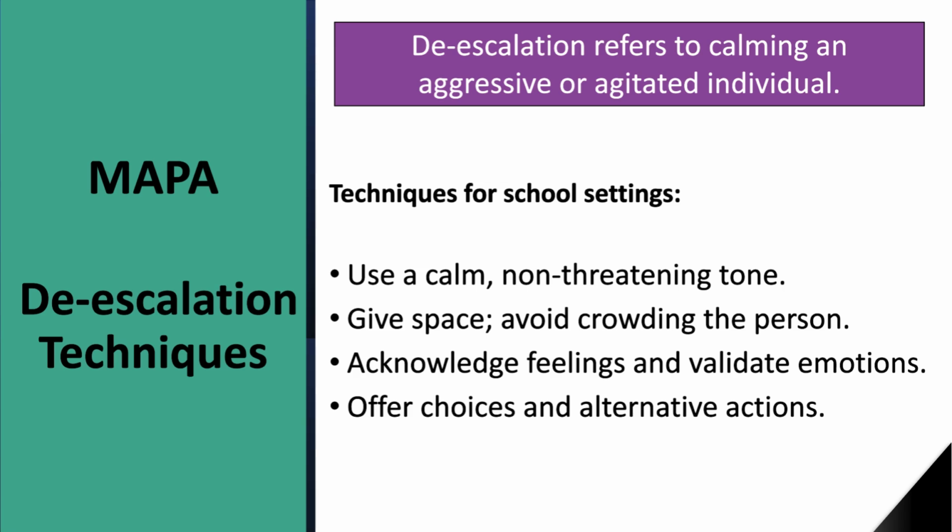Number 2, give space and avoid crowding the person. Physically stepping back and giving the student space can reduce their sense of being cornered or trapped, which often intensifies aggressive feelings. Number 3, acknowledge feelings and validate emotions. Let the student know that you understand why they are upset. Simple statements like, I can see you're really frustrated, acknowledge how they are feeling and help them to feel heard.